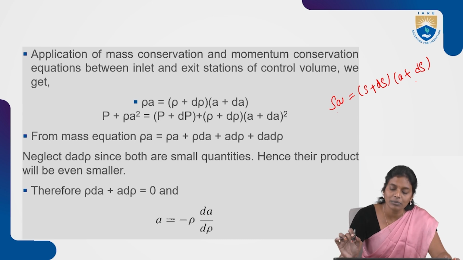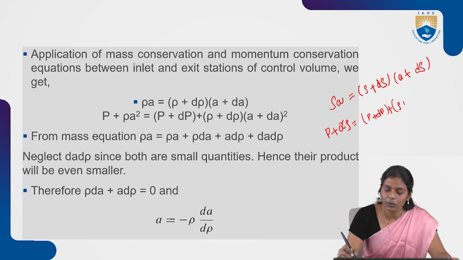Similarly, if we consider the momentum equation, we have P plus rho A square at the inlet. At the exit we will have P plus dP, plus rho plus d rho into A plus dA whole square. So these two are the continuity equation and the momentum equation.